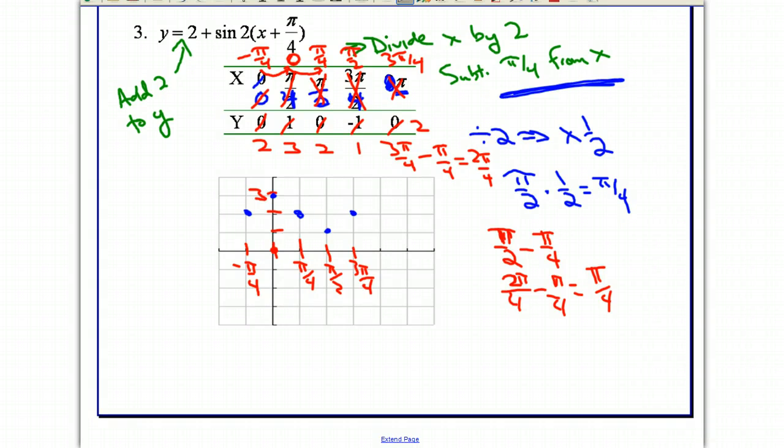Connect the dots. We get a nice smooth sine curve. Can you see it's shifted up 2? Look at the middle. Can you see it shifted to the left pi fourths? Yes, we can. Can we see it's occurring twice as frequently? Look, instead of 2 pi, the whole graph is occurring from negative pi fourths to 3 pi fourths. That's the length of pi. So this looks correct. And that completes our problems. I know you want to do the last one, but we'll wait on that one.